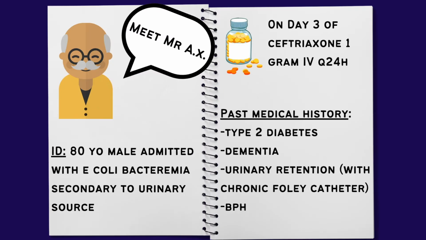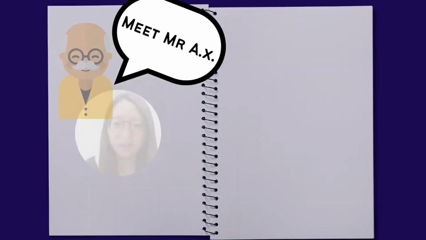As with the previous videos, I'll illustrate how to use the 7 principles to conduct an IV to oral step-down switch with a case. So meet Mr. AX. Mr. AX is an 80-year-old male admitted with E. coli bacteremia secondary to a urinary source. He's currently on day 3 of ceftriaxone 1 gram IV every 24 hours. His past medical history is significant for type 2 diabetes, dementia, urinary retention that requires a chronic Foley catheter secondary to his benign prostatic hyperplasia.